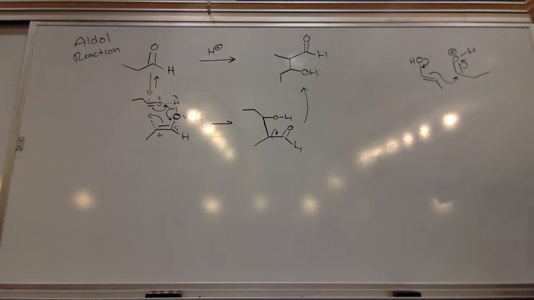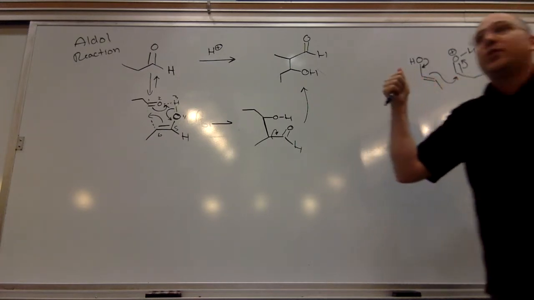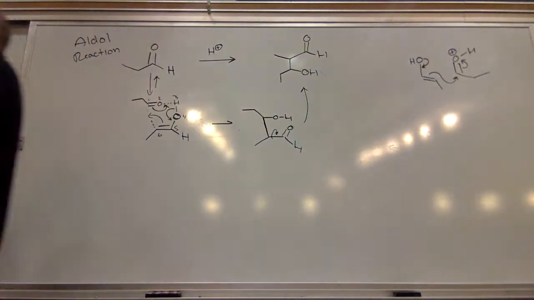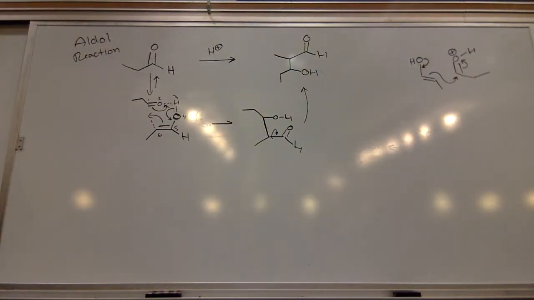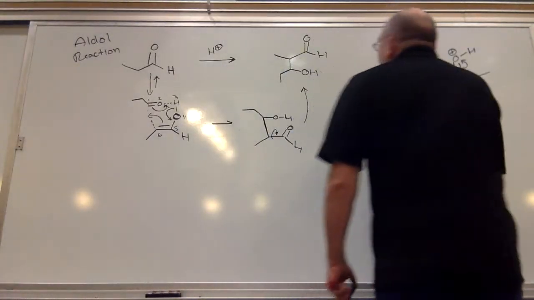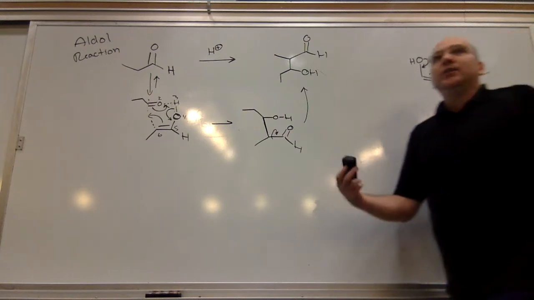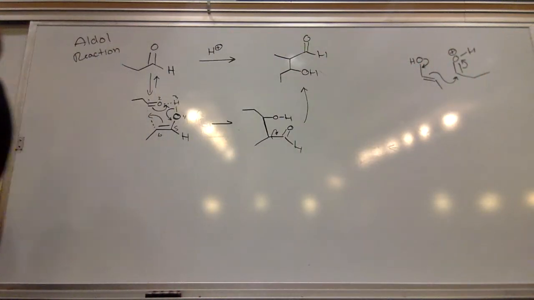The enol is our nucleophile, and all that we've done now is we're just introducing an aldehyde as our electrophile. So it's the exact same thing that we just showed you with the bromination of acetone. It's that exact same reaction, except instead of bromine being our electrophile, the aldehyde is our electrophile. Clear? Straightforward enough, right?